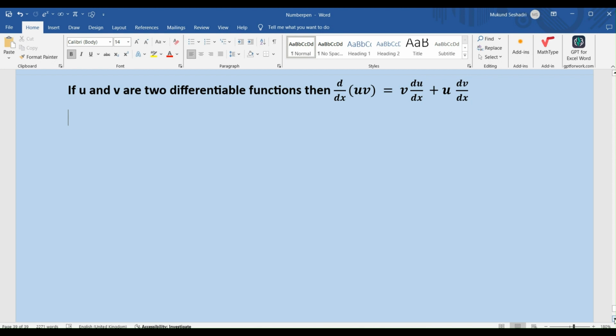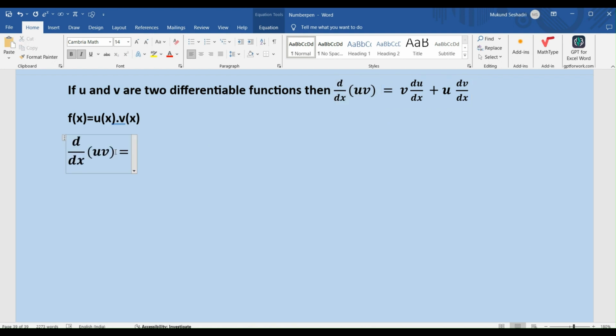So again, we're going to try and prove this using first principles, right? And what does our first principle state? Before that, let's represent our uv as f of x, right? So if my uv is f of x, it actually means u of x into v of x, right? So what is my f dashed of x? Your d by dx of uv is nothing but your f dashed of x, right?